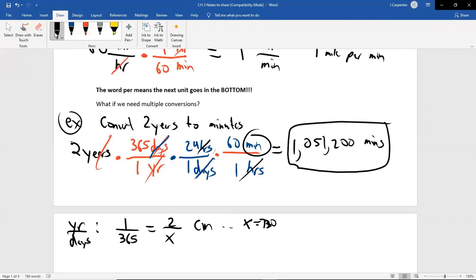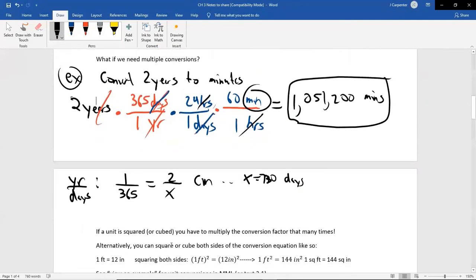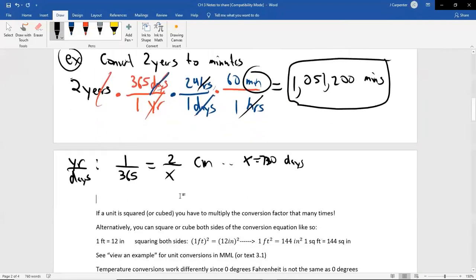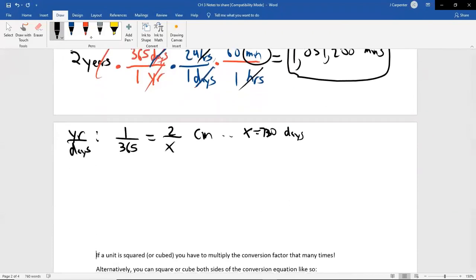And because the x was in the bottom, that makes it days. And then what you have to do is make another proportion going from days. Okay, so then you'd make another proportion going from days to hours.